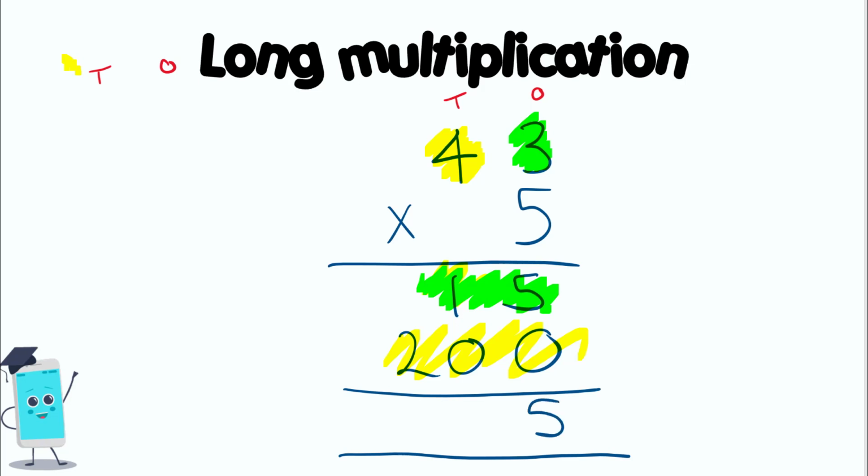Now I add them up. 5 and 0 is 5. 1 and 0 is 1. Nothing and 2 is 2. So I've got 215. What about if I did it a shorter way?